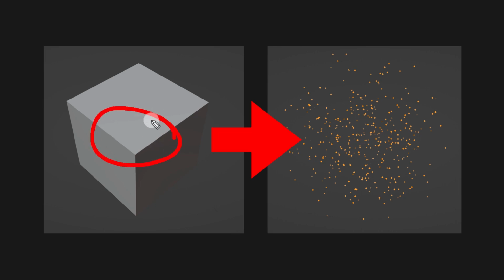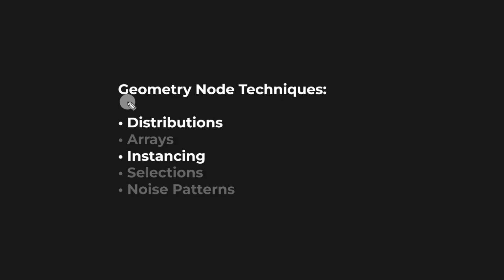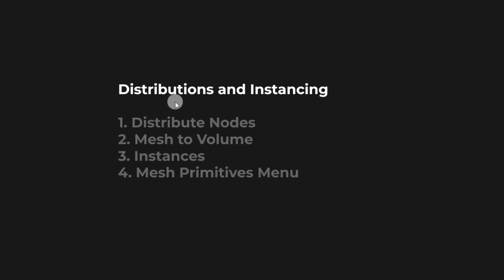So our goal now is to take our cube and create the dust particles that are inside and outside of the cube. And 2 of the 5 geometry node techniques that we're going to start to get to know are going to be distributions and instancing. And our very first step to doing distributions and instancing is setting up our distribute nodes.